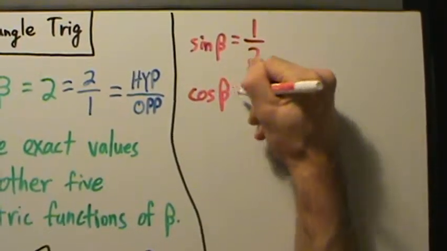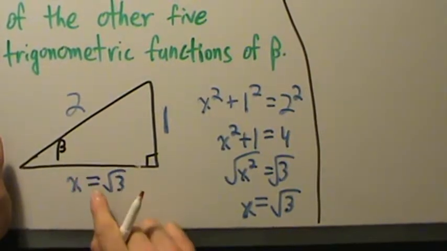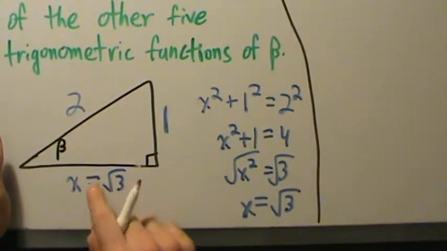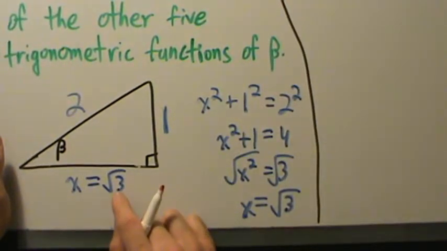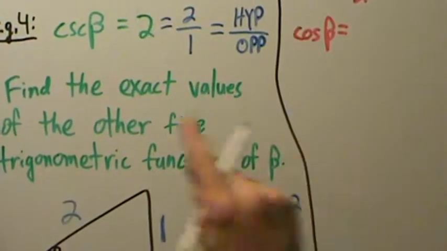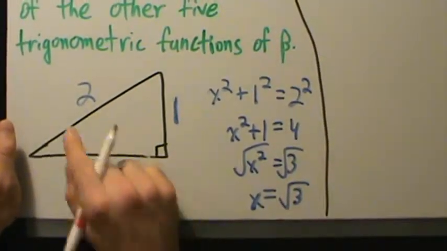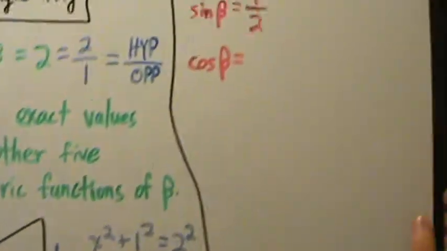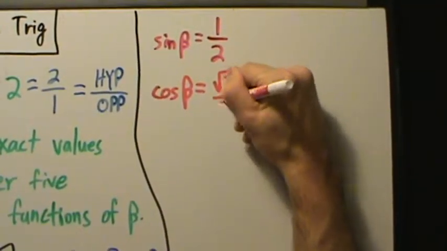Okay. Cosine of beta is adjacent over hypotenuse. Okay, the adjacent side is root 3, which we just found out with the Pythagorean theorem, and the hypotenuse is equal to 2, which we figured out from the fact that cosecant of beta is 2. Okay, so adjacent over hypotenuse is root 3 over 2. So cosine of beta is root 3 divided by 2.